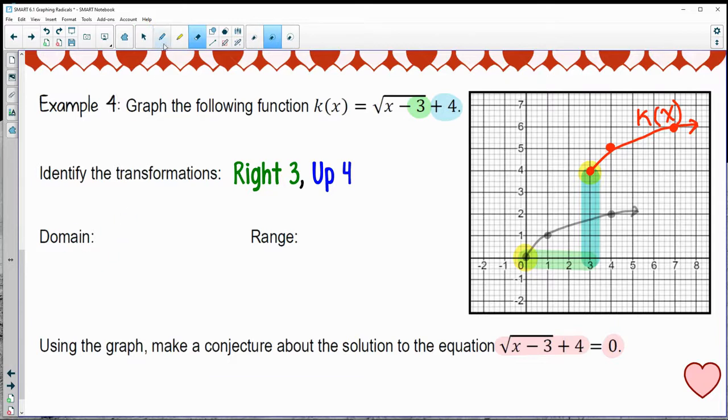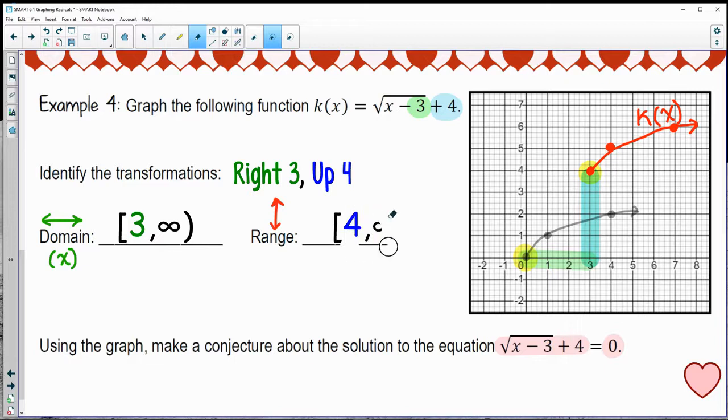All right, domain, again, is going to be left to right. What x values can I put into this function, and what would I get? Well, I can bracket 3 to infinity. And again, I can kind of see that I went right 3, so the domain got affected. Lowest value is 4, and then it's going up, up, up, up, up. So bracket 4 to infinity.